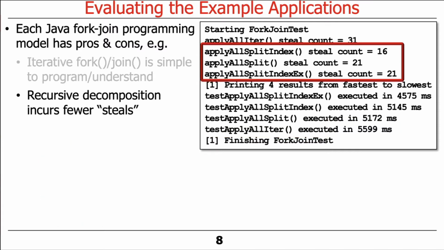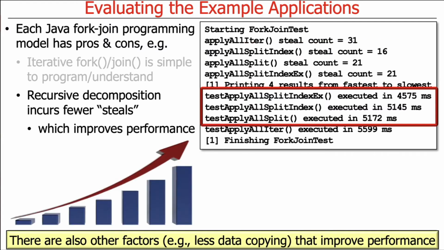The recursive decomposition approaches that we looked at, which were the apply all split index, the all split, and then there was also one called apply all split index EX. That's the one where we passed in the array. They had lower steal counts, and perhaps as a consequence, they also executed more efficiently. And this is particularly interesting. The test apply all split index EX method was the fastest one, and the other ones are a little bit slower. But they were all faster than test apply all iter.